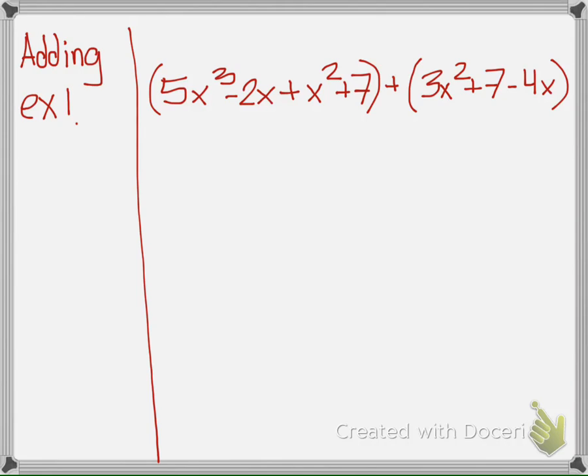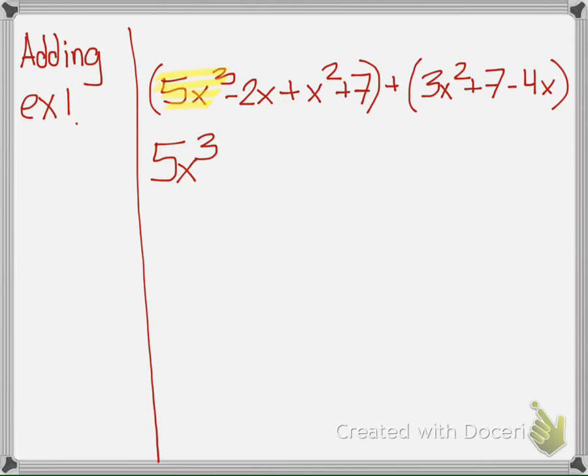So to combine these like terms, all we need to do is literally find which terms go together. I have a 5x to the third, and I don't have any other 5x to the thirds. So I write that first. It's the one with the largest exponent.